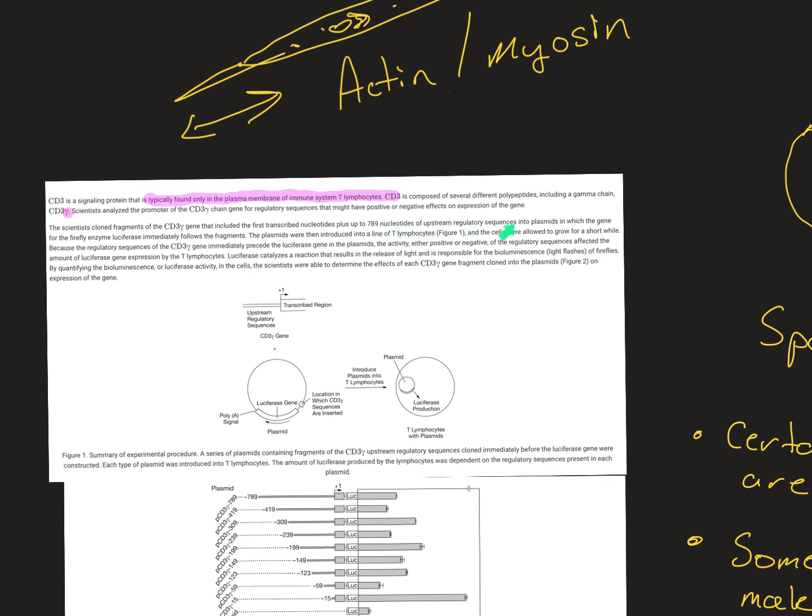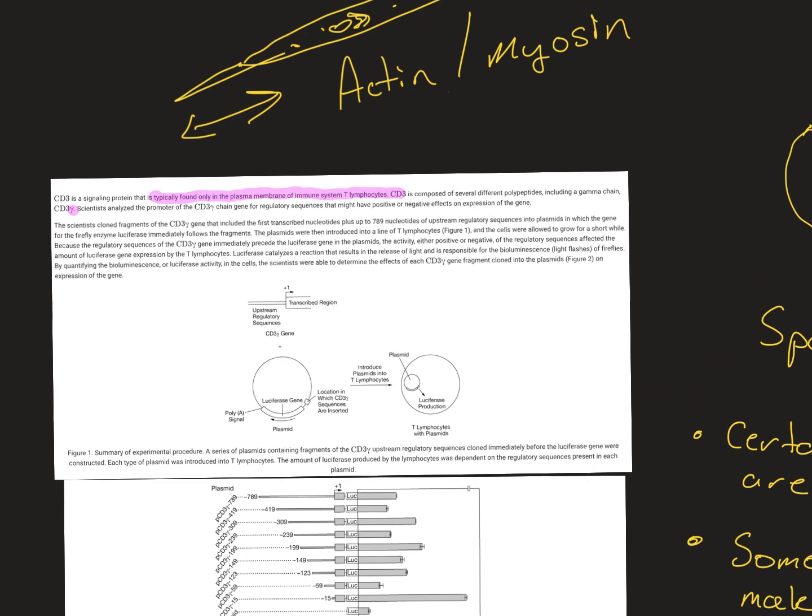789 nucleotides upstream sequenced into plasmids in which the gene for a firefly enzyme luciferase immediately follows the fragments. So let me see what else they say. Let me just read the whole thing and then I'll go back and explain it. The plasmids are then introduced in a line of T lymphocytes. The cells were allowed to grow, and that's how you clone it. You put the gene in the plasmid, and then you put the plasmid into the T lymphocyte and allow the T lymphocyte to do mitosis.